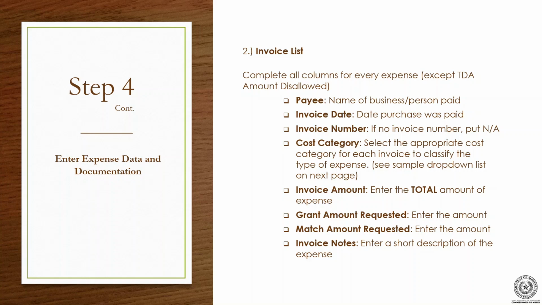For the cost category, select the appropriate cost category for each invoice to classify the type of expense. For the invoice amount, enter the total amount of the expense. For the grant and match amount request, just enter the amount. For the invoice notes, enter a short description of the expense.